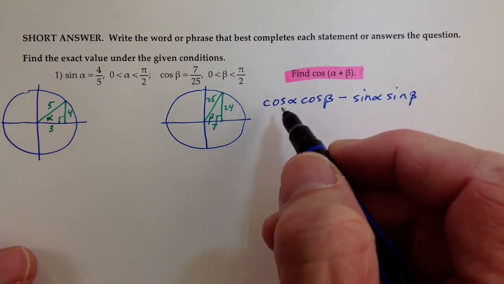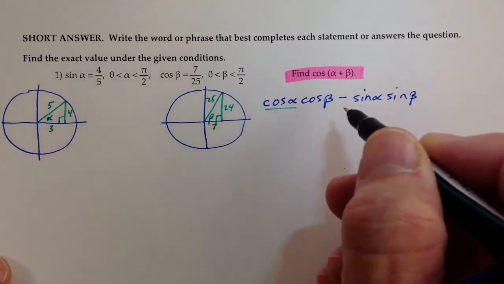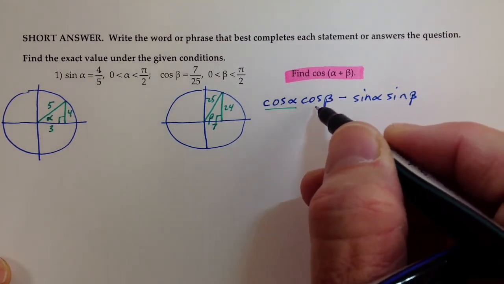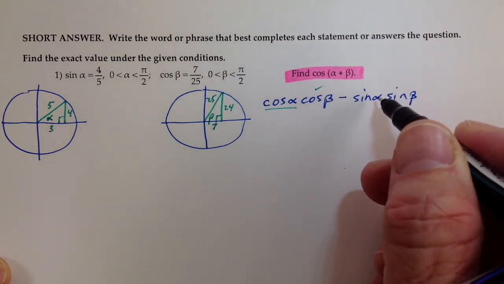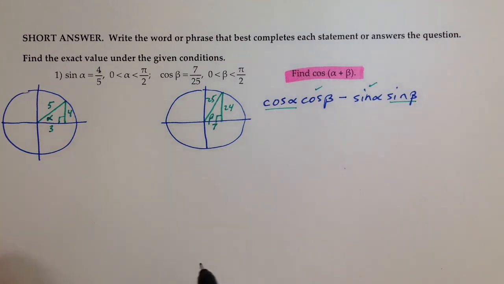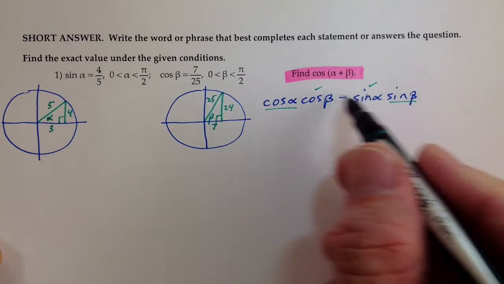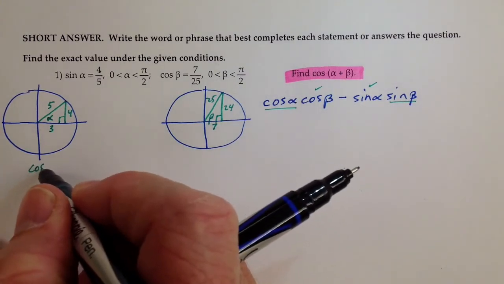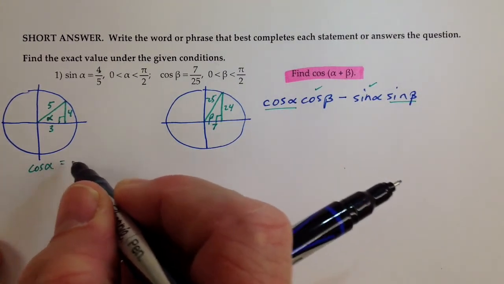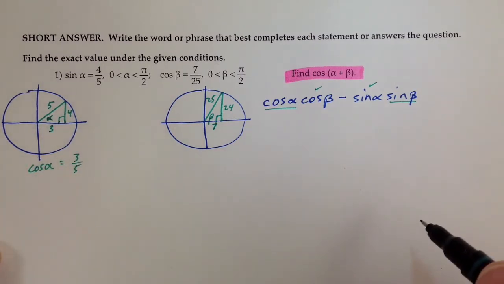So cosine of alpha, that's the one we don't have. Cosine of beta, we have that, check. Sine of alpha, we have that, check. And sine of beta, we don't have that yet. So when you underline what you need, you come over here and you figure out what you need. Cosine of alpha is the adjacent 3 over the hypotenuse 5.